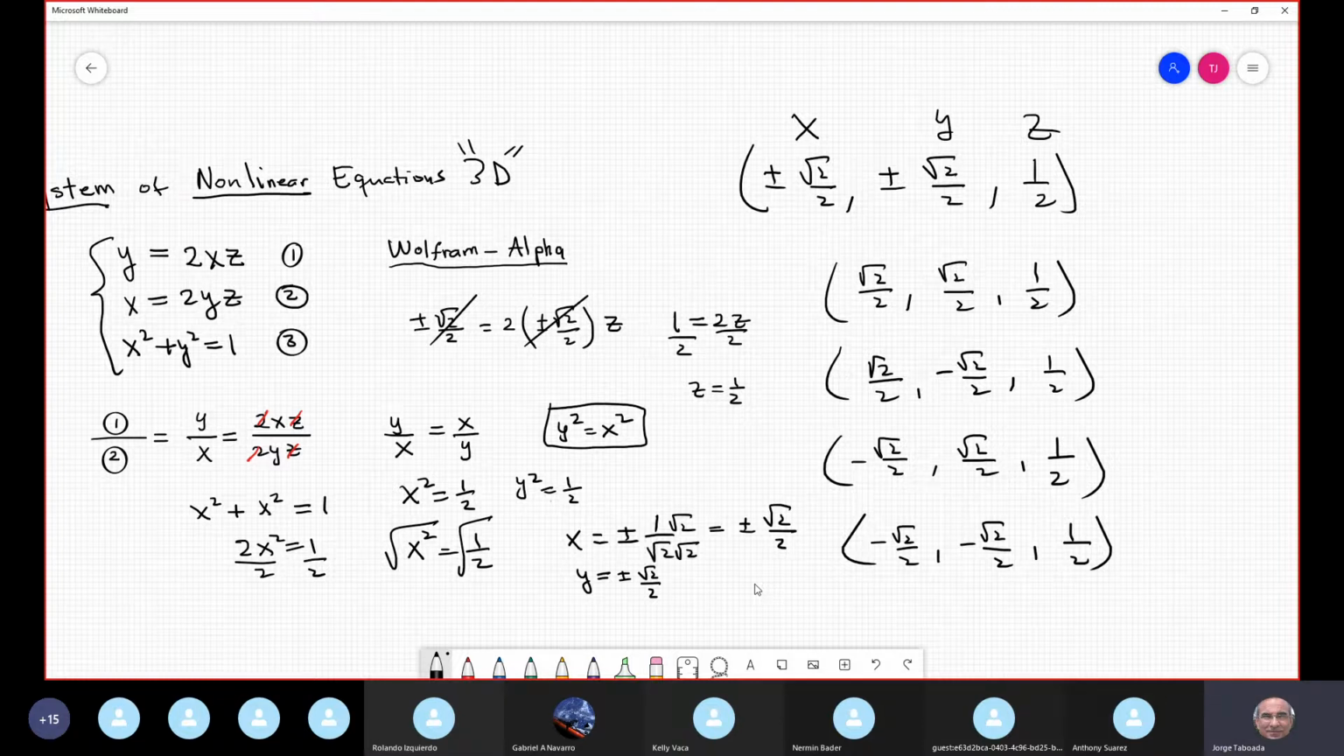However, to verify everything is okay, let's move into Wolfram Alpha. Wolfram Alpha.